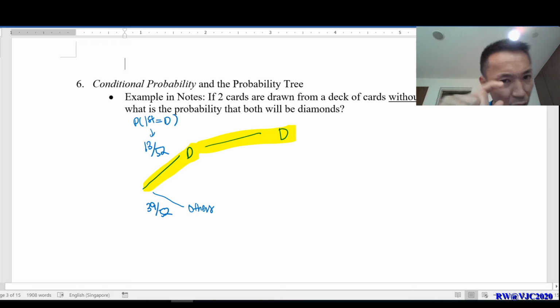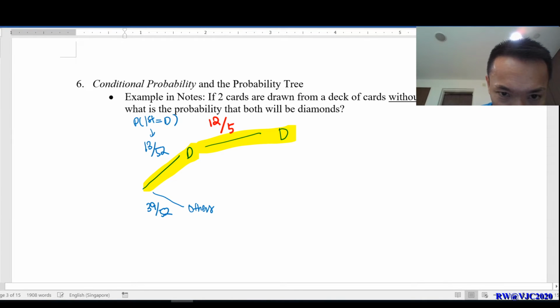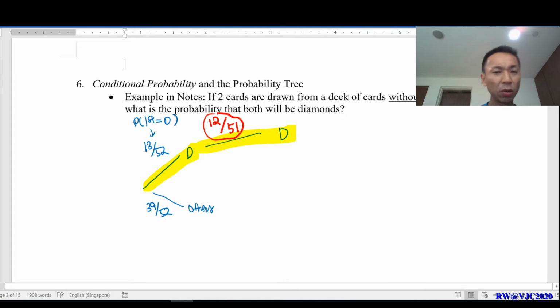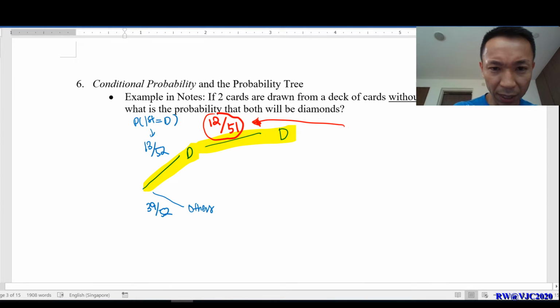After you draw one diamond, you are left with 12 diamonds. So therefore, it is 12 out of 51. This is the one we are talking about here. Now, 12 out of 51 is not difficult. So the probability both are diamonds, first card diamond and second diamond, is just this one multiplied by this. We're not going to do that here, but I want to take a look. What is this probability?